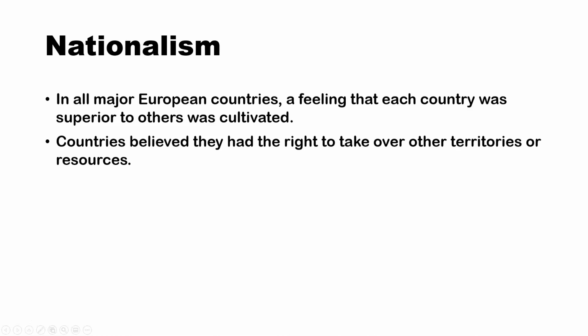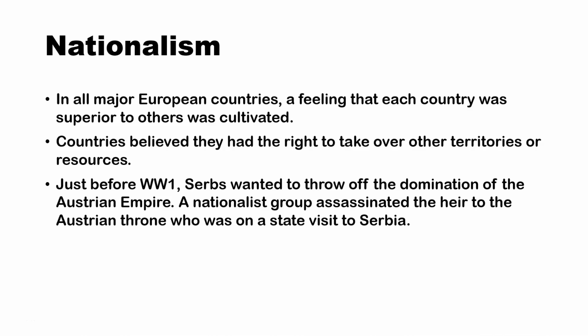So when you have a belief like that, it's not far to believe that you have the right to take over other territories or use the resources of other countries as your own. Just before World War I, there was a surge of nationalism among the Serbs, and they wanted to throw off the domination of the Austrian Empire. So a nationalist group assassinated the heir to the Austrian throne who was on a state visit to Serbia.